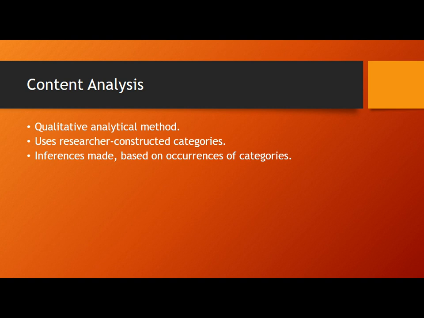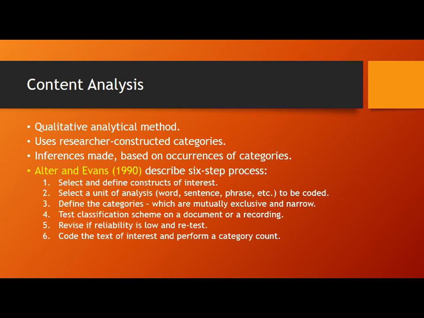When we talk about what the text is referring to as content analysis, there are 6 steps. This is the Alter and Evans study of 1990. First, you select and define constructs of interest, I guess you could say negative affect or angry viral tweets. Next, select a unit of analysis. This could be a word, a sentence, a phrase, or whatever is to be coded.